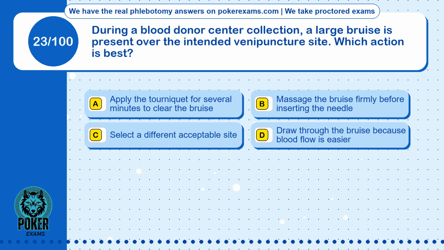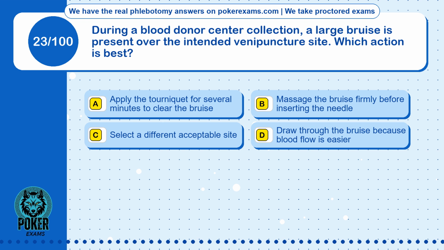Question 23. During a blood donor center collection, a large bruise is present over the intended venipuncture site. Which action is best? Option A. Apply the tourniquet for several minutes to clear the bruise. Option B. Massage the bruise firmly before inserting the needle. Option C. Select a different acceptable site. Option D. Draw through the bruise because blood flow is easier.